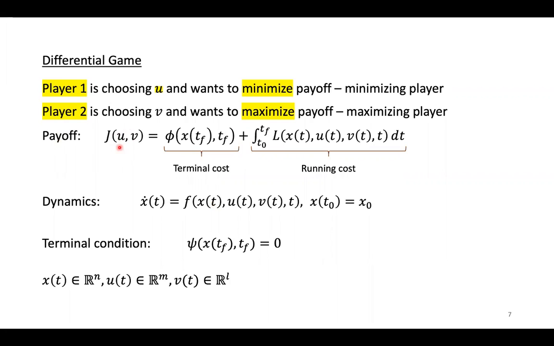So player one is choosing u and wants to minimize the payoff, while player two is choosing v and wants to maximize the payoff. Which is why I call player one the minimizing player, and I'll be calling player two the maximizing player.